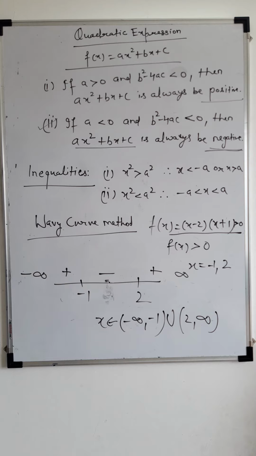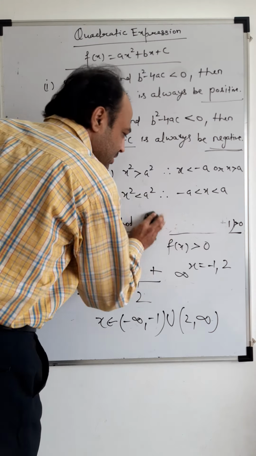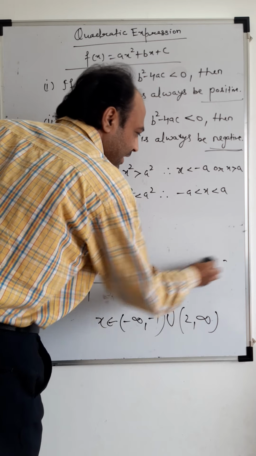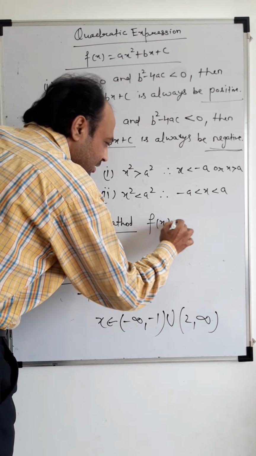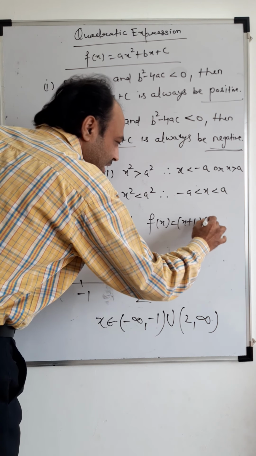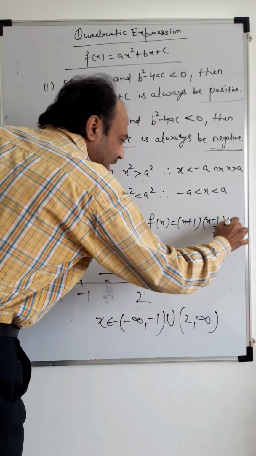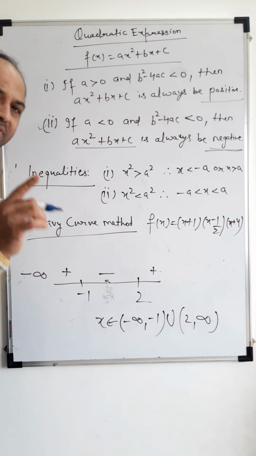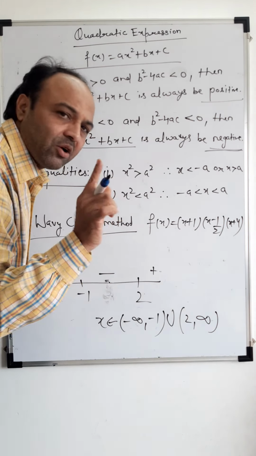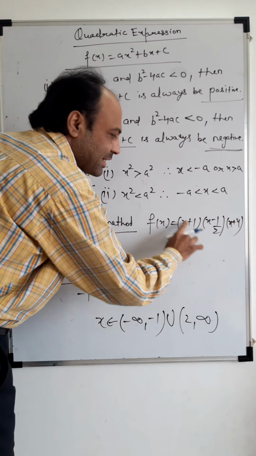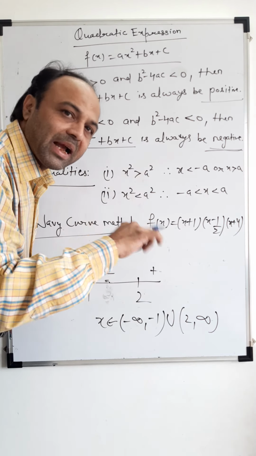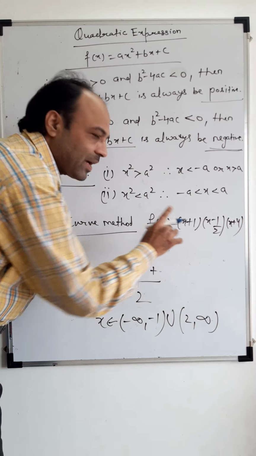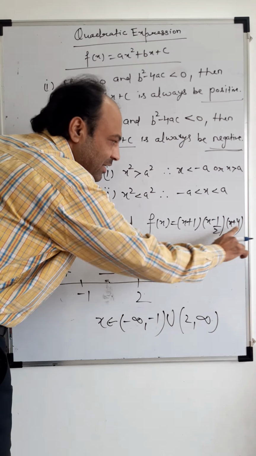That the factor is two terms. Now suppose we have three terms. A cubic expression might be. So let's say f(x) I took (x plus 1)(x minus 1/2)(x plus 4). See what is very important? The coefficient of x is always 1. It should not be 1 minus x, it should be x minus 1. The coefficient of x should be 1. So these are 3 terms.